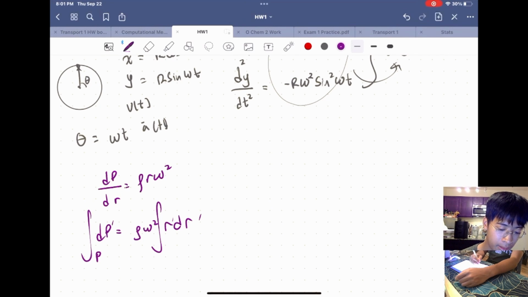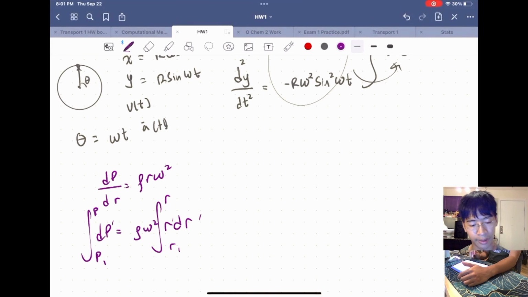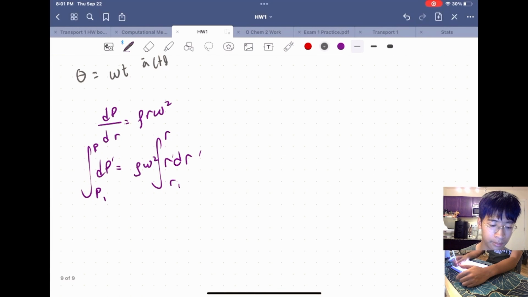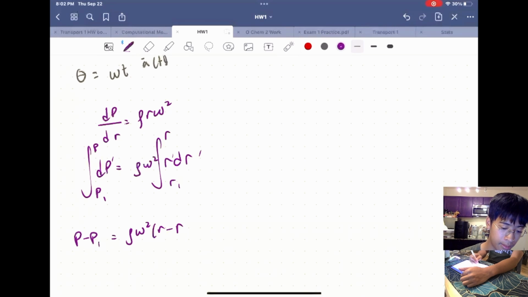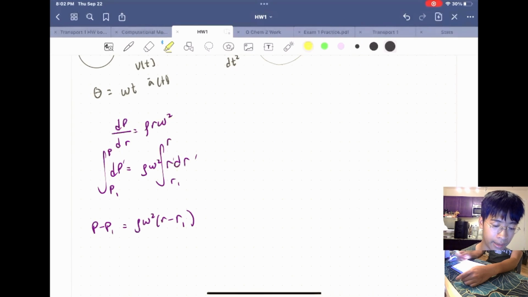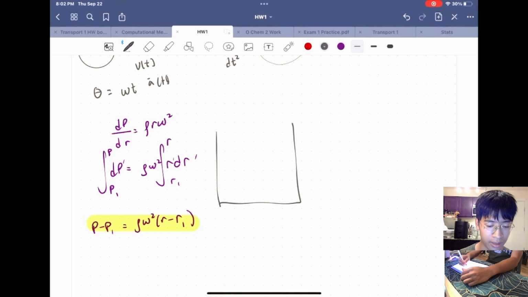And we say that, well, we know the pressure and radius at a particular point, and we're exploring the pressure and radius at another point. So then this becomes what? This becomes P minus P1 is equal to rho omega squared (R minus R1). Okay? Here's our first important equation. Let's highlight that.